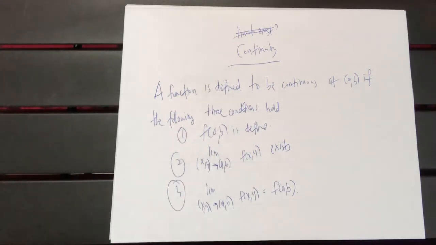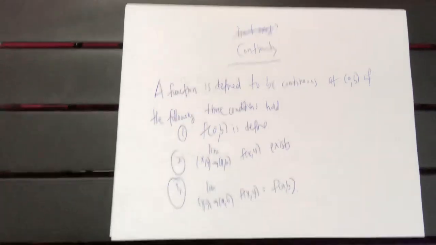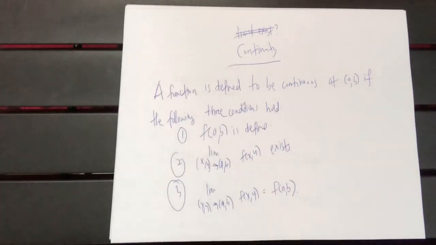Maksudnya, the function is said to be continuous if all three conditions are fulfilled. So the first condition is that f(a, b) is defined. (a, b) can be any number. What is meant by defined is that when you substitute the value into your function, the function exists. That is what defined means.